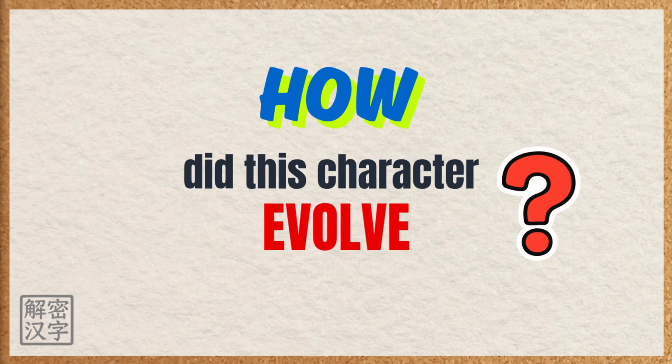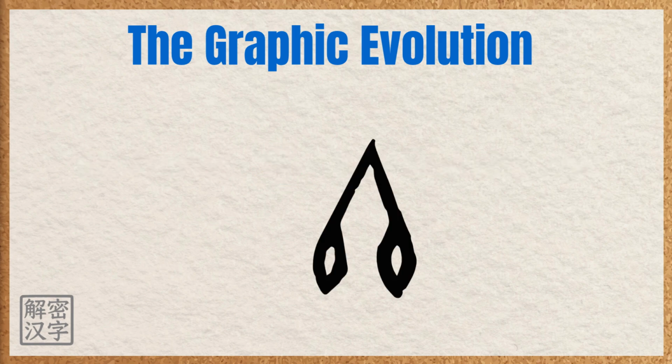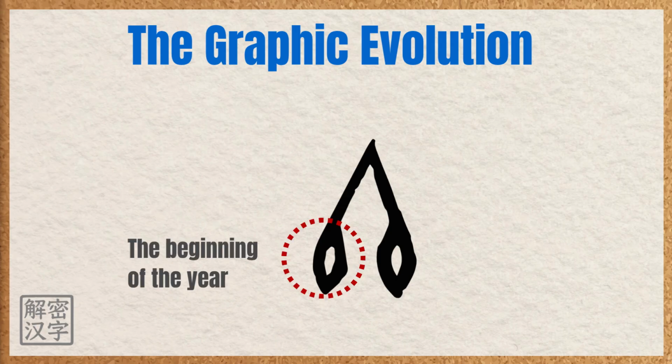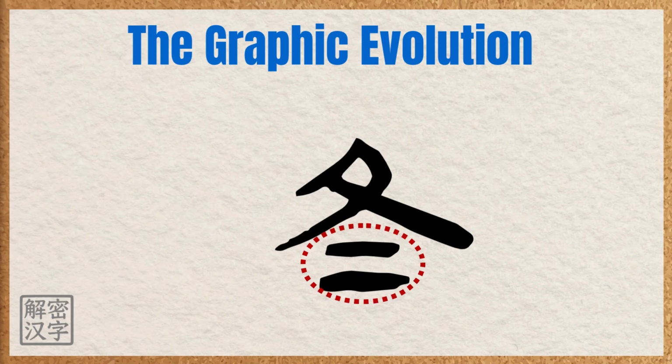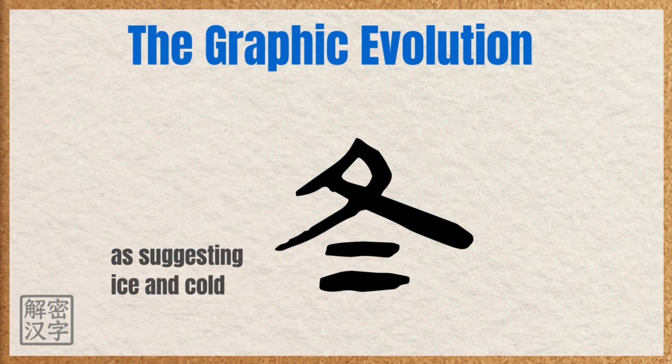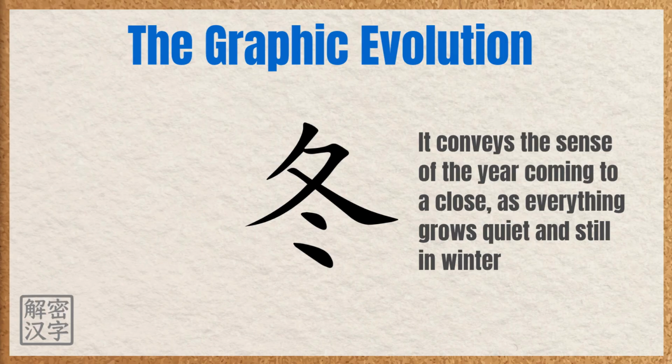How did this character evolve over time? The character dōng has a fascinating origin. In its earliest oracle bone forms, it is often understood as symbolizing the end of the year, the final season in the annual cycle. In later forms, 2 dots were added at the bottom, often interpreted as suggesting ice and cold, which strengthened its association with winter. Over time, the character gradually evolved into its modern form. It conveys the sense of the year coming to a close, as everything grows quiet and still in winter.